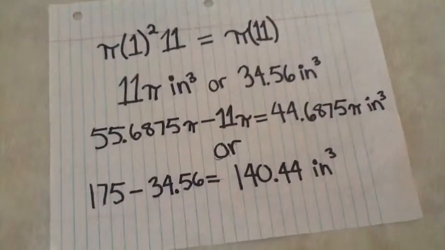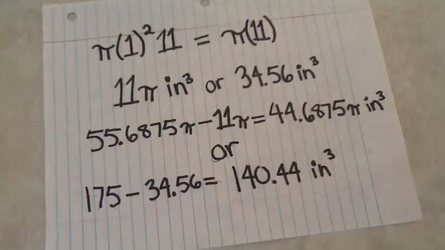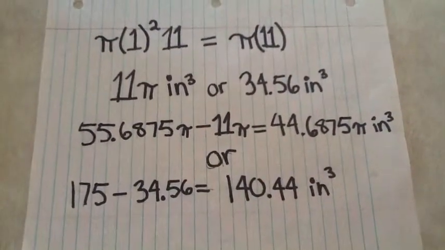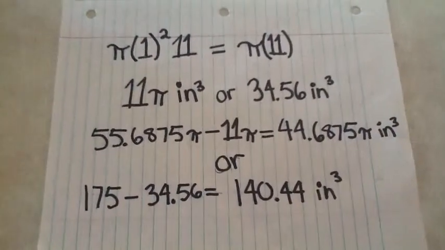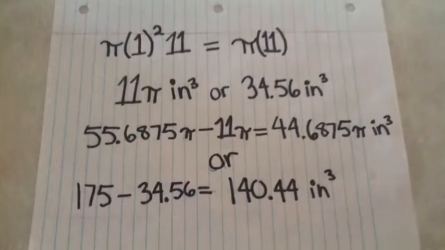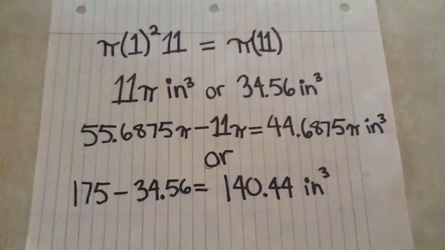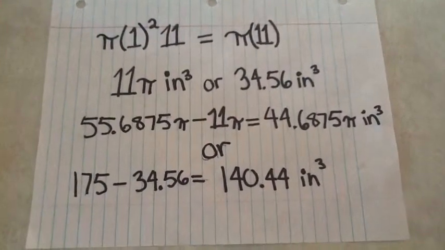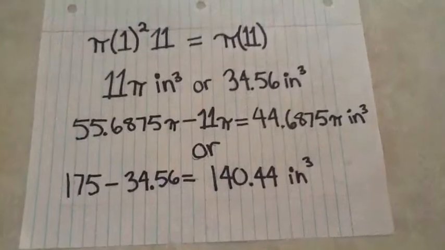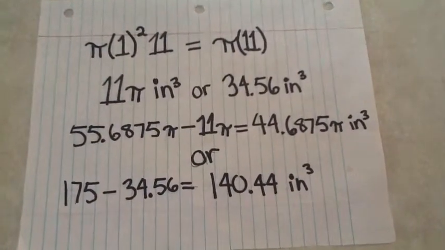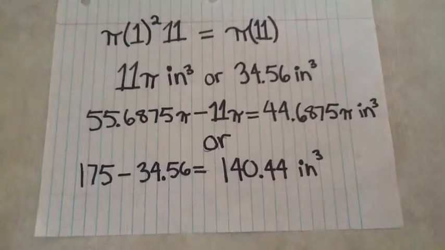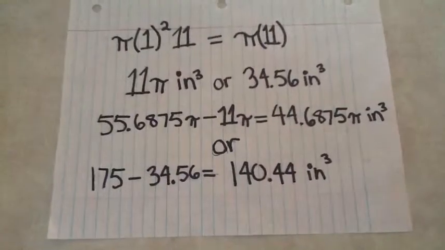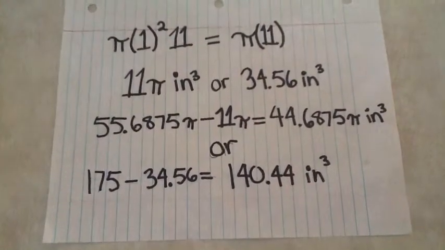But then you need to find the volume of the inside cylinder to subtract it. The inside cylinder of the paper towel roll has a radius of 1 inch, which squared is still 1, times 11 is 11 pi inches cubed. But you need to subtract that from the whole cylinder. So you do 55.6875 pi minus 11 pi, which is 44.6875 pi inches cubed. Or, when you multiply them both by pi, you do 175 minus 34.56, which equals 140.44 inches cubed.